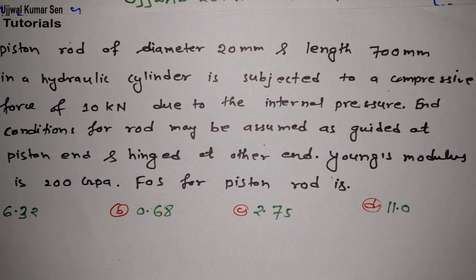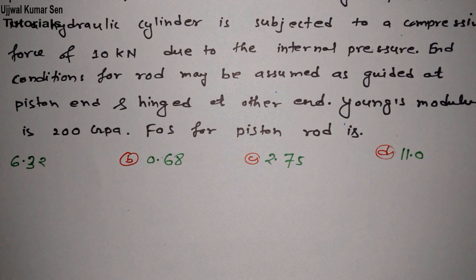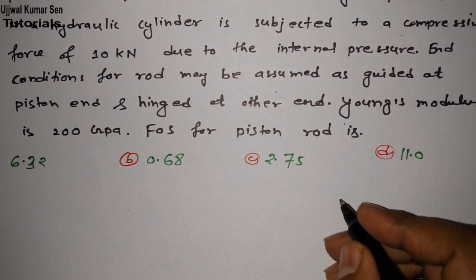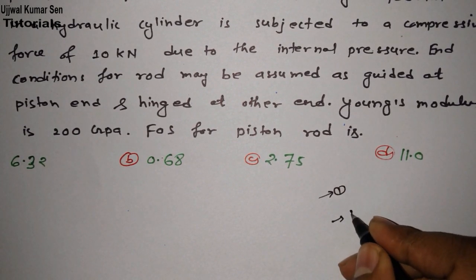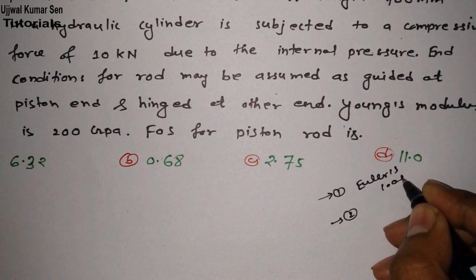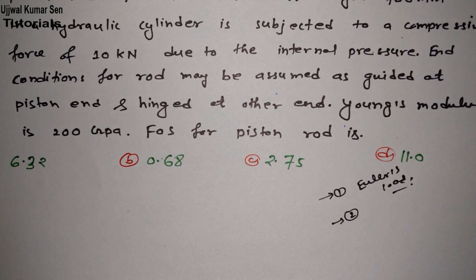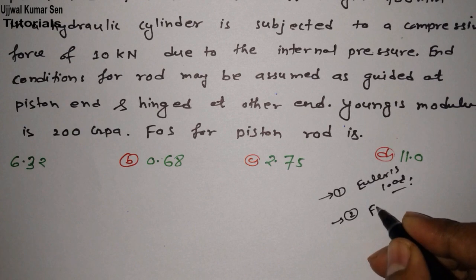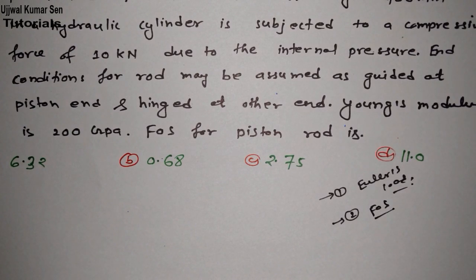First we need to understand what this question is about, then we'll solve it. Let me share where they have asked this question from. Basically, to solve this question we require two concepts. One is Euler's load, that is buckling load, or crippling load, and the other is the concept of factor of safety. If we understand these two things, it becomes quite easy to solve the question.